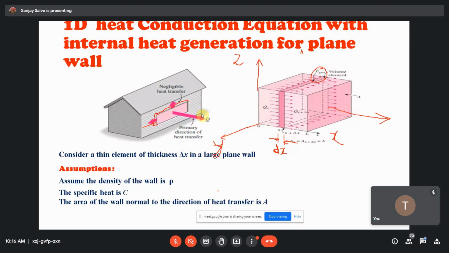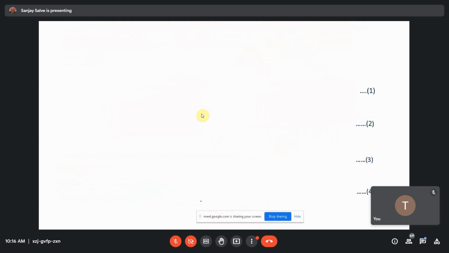As I told you in Fourier's law, Q is equal to minus K into A into dT by dx. Which area do we consider? The area which is perpendicular to the flow direction, and that area we always consider. So here the area of the wall normal, meaning perpendicular to the direction of heat transfer, is A. Now, first one, rate of heat conduction.